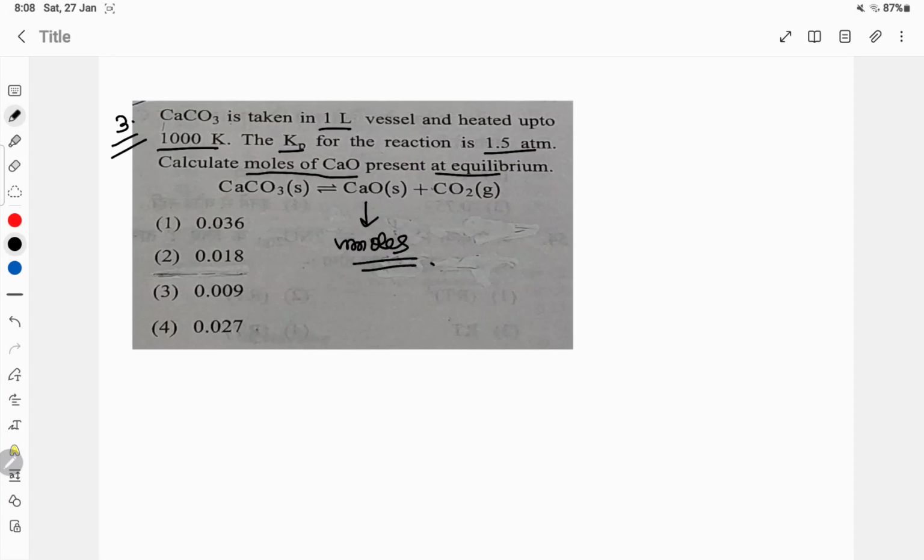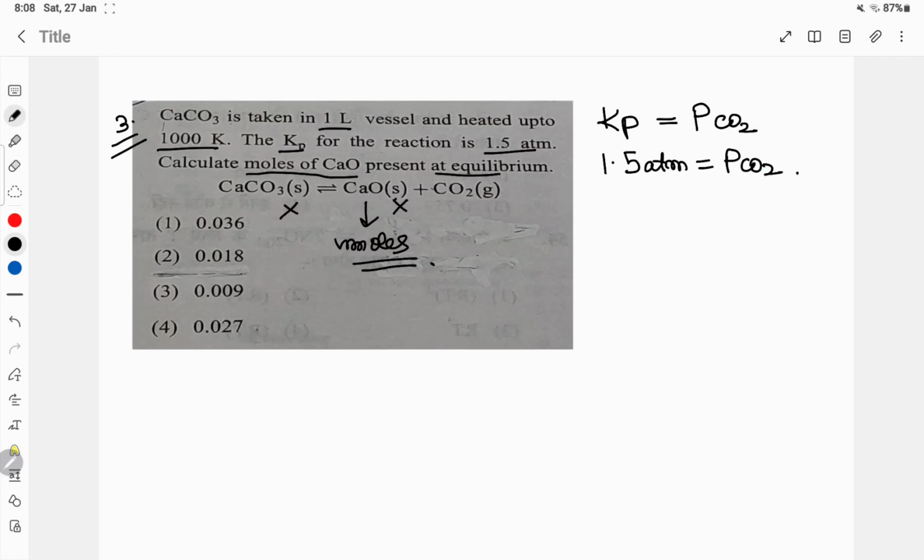Kp is already given. First let's write Kp. Kp is equal to PCO2. Here, since the others are solid, these terms will not be included in the Kp expression. So Kp is equal to 1.5 atmosphere, so the pressure of carbon dioxide is 1.5 atmosphere.